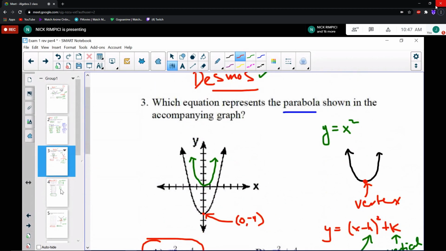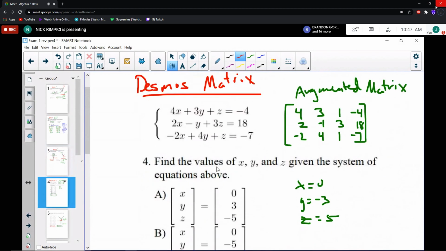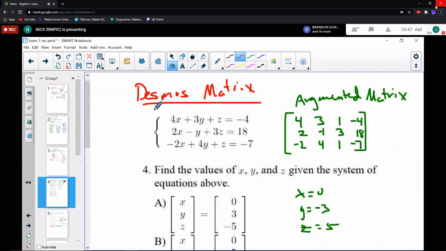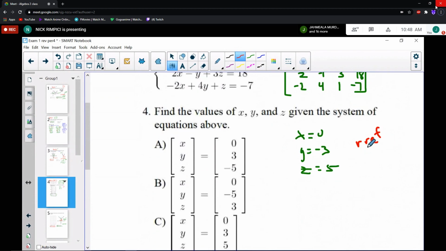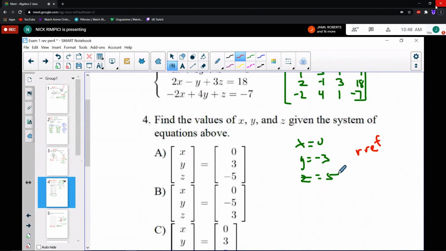Question 4 was again another one where you can use the computer, but you had to use Desmos matrix instead of just regular Desmos, and that was solvable by turning what you were given into an augmented matrix. Turn it into an augmented matrix, put that into Desmos, and then you can evaluate by using RREF, which is the reduced row echelon form, which will solve for the 3 values.